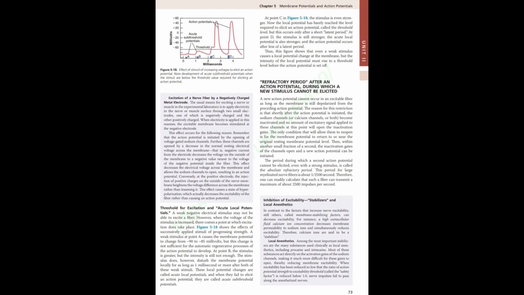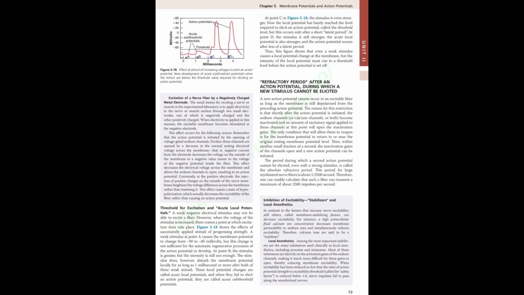A new action potential cannot occur in an excitable fiber as long as the membrane is still depolarized from the preceding action potential. The reason for this restriction is that shortly after the action potential is initiated, the sodium channels become inactivated and no amount of signal applied to these channels at this point will open the inactivation gate. The only condition that will allow them to reopen is for the membrane potential to return to or near the original resting membrane potential level. Then within another small fraction of a second, the inactivation gates open and a new action potential can be initiated. The period during which a second action potential cannot be elicited, even with a strong stimulus, is called the absolute refractory period. So just highlight till the absolute refractory period.